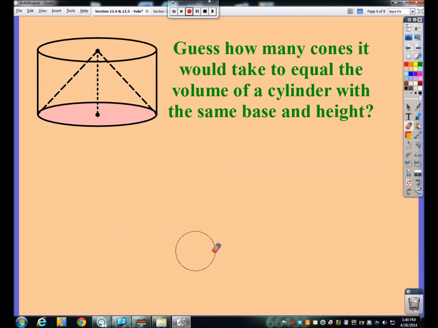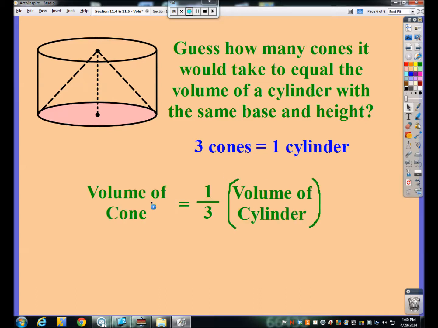Well, the same principle will apply if we were talking about a cylinder with a cone inside of it. And again, the assumption we're making here is that the cylinder and the cone have the same cylindrical base, and they also share the same height. So it still applies that it will take 3 cones to equal the volume of 1 cylinder. Now, the volume of a cone will therefore be 1/3 of a cylinder, right? If I have 3 cones equals 1 cylinder, I can divide both sides by 3, and I get that a cone is equal to 1/3 of the cylinder.